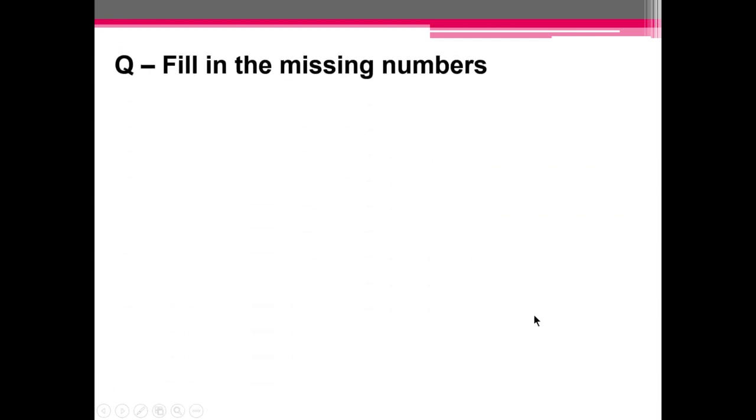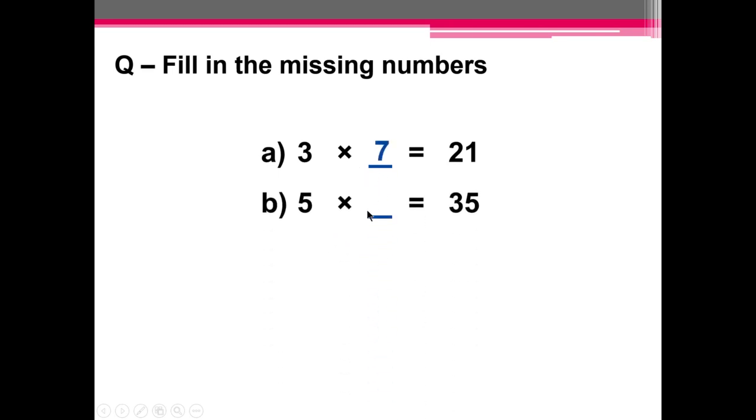Now, fill in the missing numbers. Now, you have to tell me which number is missing. So, first one, 3 multiplied by blank is equal to 21. Can you tell me which number is missing here? Yes, 7. Next one, 5 multiplied by blank is equal to 35. This one is easy. Can you tell me which number is missing over here? Yes, 7. Next one, 7 multiplied by blank is equal to 56.